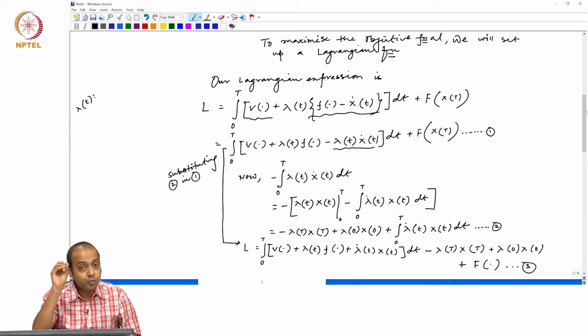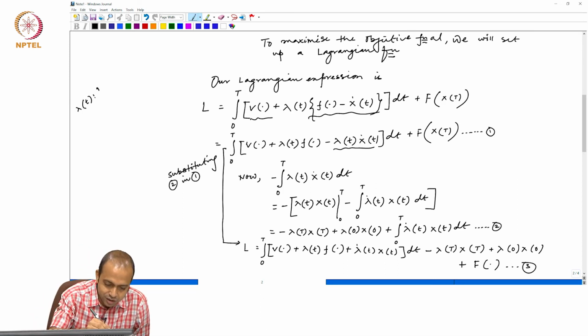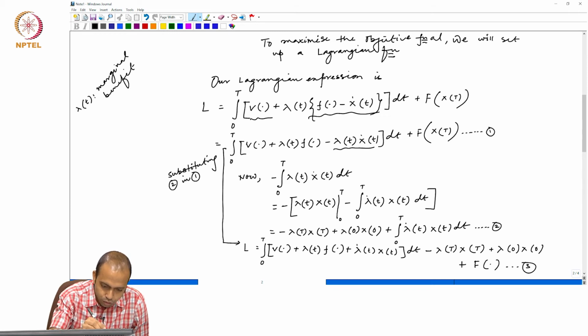So, that means from our logic of Lagrangian function, we can get the interpretation of lambda t. Okay. So, we can say that marginal benefit of preserving the resource.